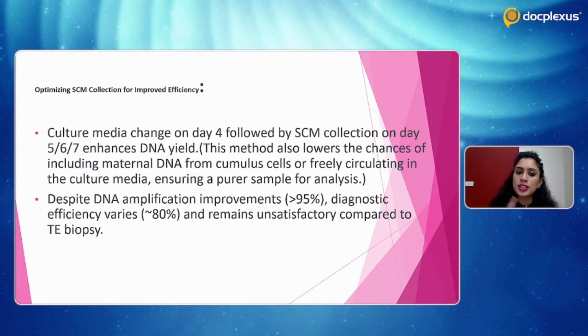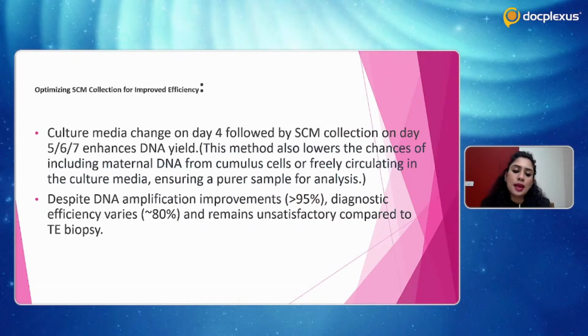So how can you optimize the spent culture medium collection for improved efficacy? What you can do is you change the media on day 4, followed by the spent culture media collection on either day 5, 6, or 7. This will enhance your DNA yield. This method also lowers the chances of including the maternal DNA from the cumulus cells. So DNA contamination will be prevented because you're removing the maternal DNA from the cumulus cells, if they were freely circulating in the culture media, you're removing that. Okay, so you have a pure sample.